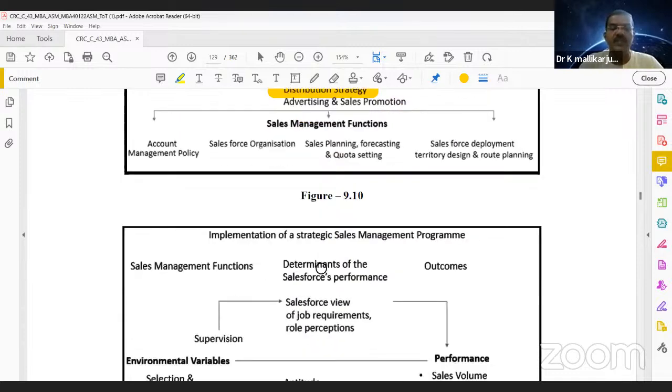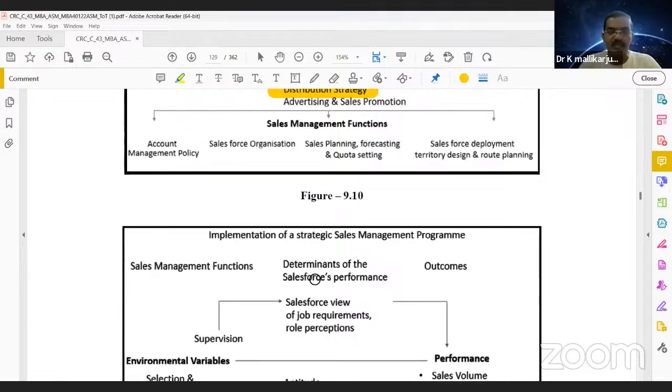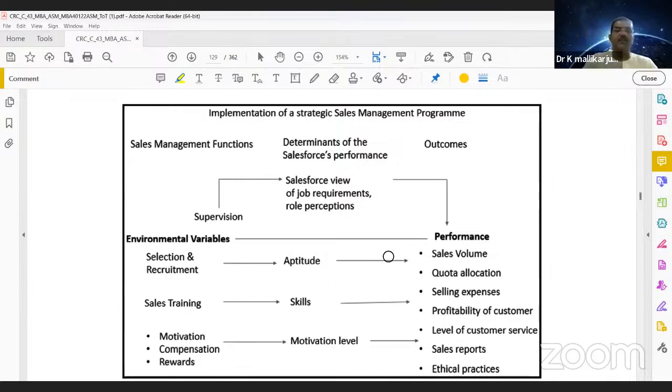Okay. After that, now we are going to discuss the implementation of a strategic sales management program. Once we understand this structure, then how best are we implementing, right? So sales management function and sales force performance and outcome. We see how the sales force views job requirement and role perception. See the superior and environmental factors, performance, selection and recruitment. So the attitude of employees decides the company's sales value.